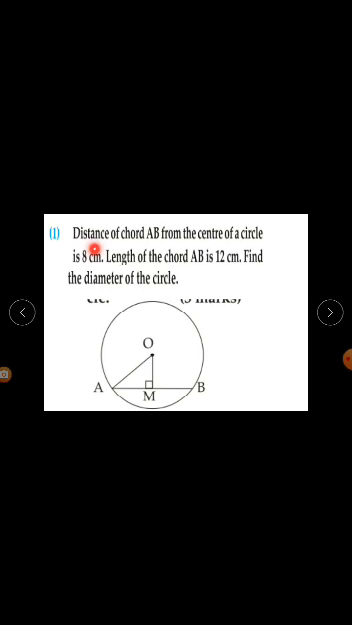What is given? Distance of chord AB from the center of a circle is 8 centimeter, means OM is given 8 centimeter. Length of the chord AB is given 12 centimeter. You have to find out the diameter of the circle.